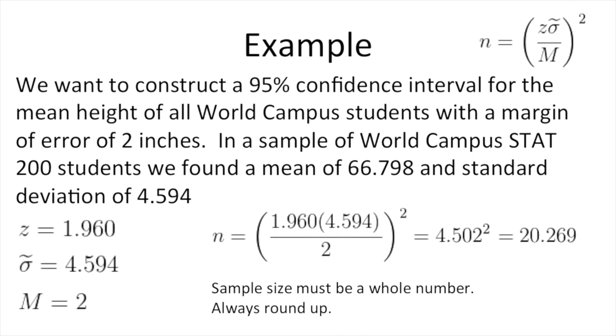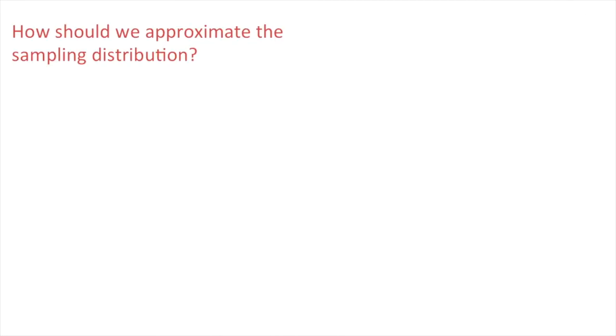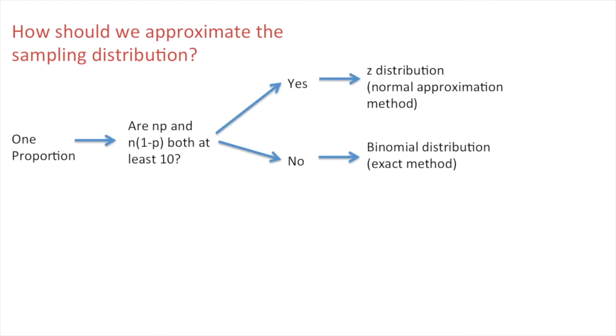Those are all of the new procedures that you're going to learn this week. Now let's go back and review when to use each of them. The question that you're going to see this week is, how should we approximate the sampling distribution? In other words, which method should you use? Normal approximation method, exact method, a t-distribution, or a bootstrapping method?